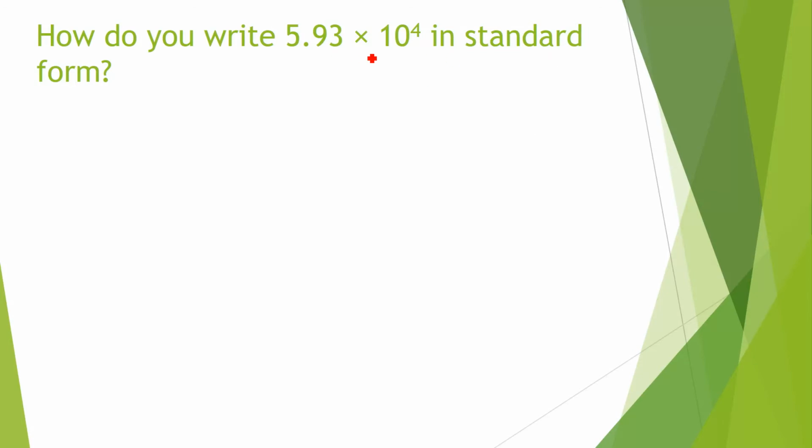You have to write 5.93 times 10 raised to power 4 in standard form. So see, 5.93, you have this in the question. After the decimal, 0.93 is there. This power of 10 will show you how many places you have to move your decimal to the right hand side. So it says 4 places, but after the decimal we have 93, which is 2 places. So you have to add 2 zeros here.